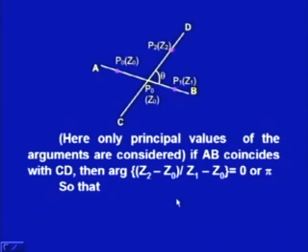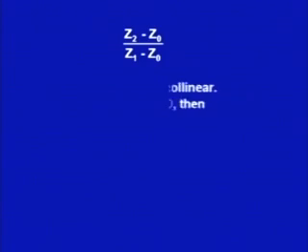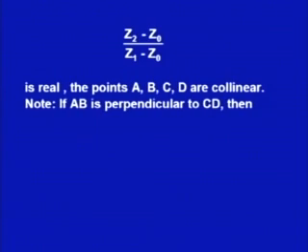If AB coincides with CD, then argument of (z2 minus z0) divided by (z1 minus z0) will be 0 or pi, because the two lines will be coinciding with each other. So, this complex number (z2 minus z0) by (z1 minus z0) will be real in that case, and it will follow that the points A, B, C and D will be collinear, that is, they will lie on the same line.